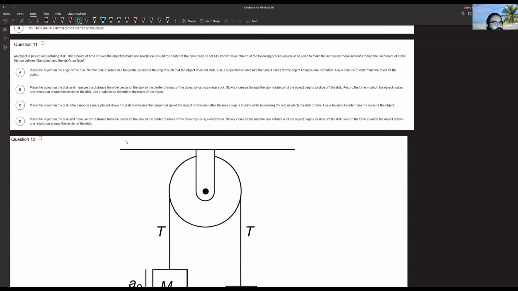11. An object is placed on a rotating disk. The amount of time it takes the object to make one revolution around the center of the circle may be set to a known value. Which of the following procedures could be used to make the necessary measurements to find the coefficient of static friction between the object and the disk's surface?